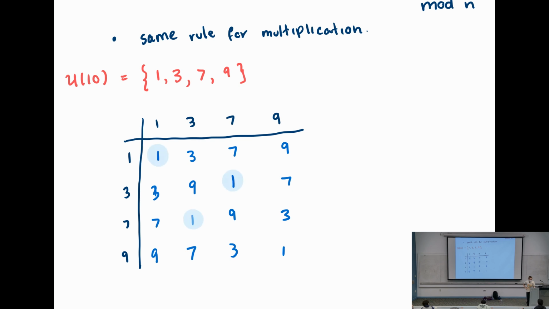You can see every element has an inverse, so we're happy. We have a 1 in every row and every column. And I guess we expected this group to be abelian because we know that multiplication is commutative, but you can also see it in this table because it's symmetric across the diagonal. So looking at this, we have that symmetry, so this is abelian.